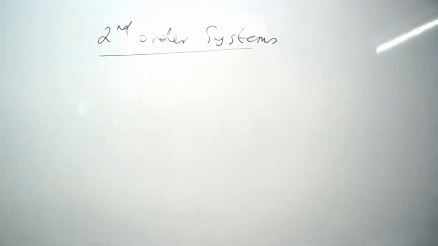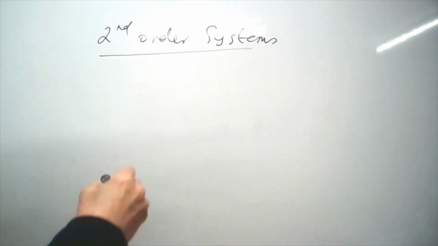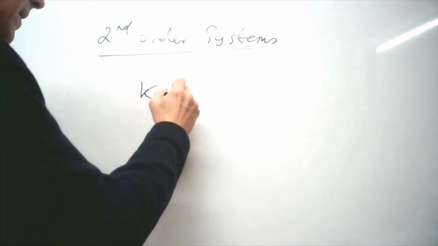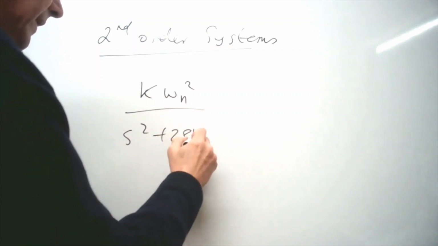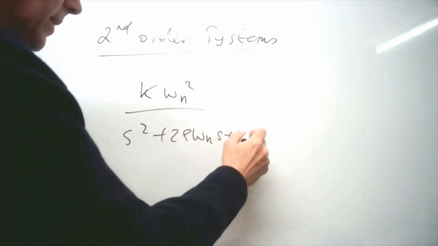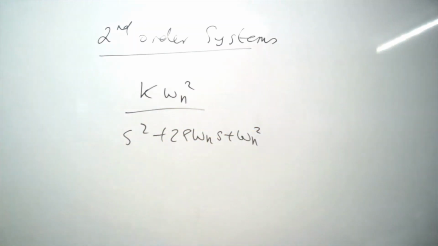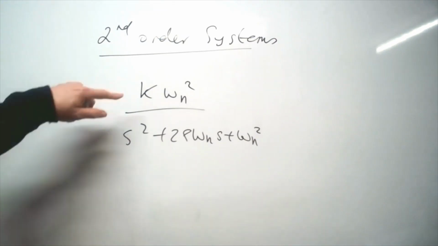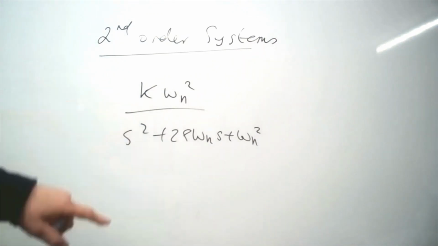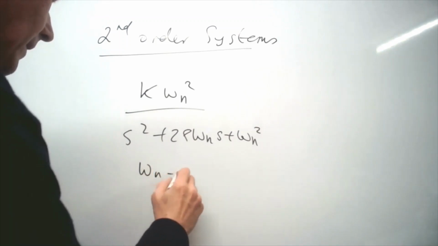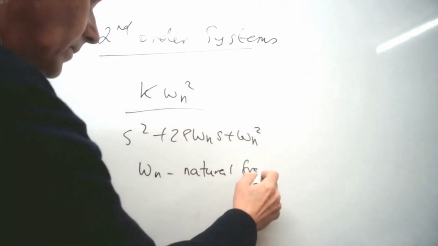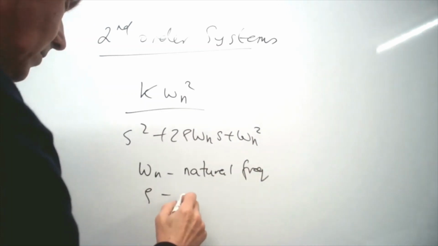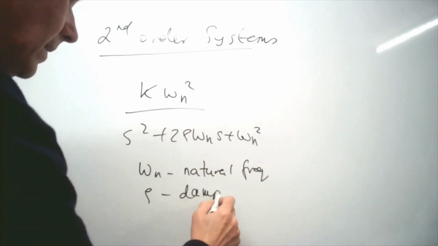So second order systems, there's a special format to second order systems, and that's K omega n squared over s squared plus 2 zeta omega n s plus omega n squared. This is our format now for a second order system, and K again is the steady state gain, but this time omega n is called the natural frequency, and zeta is called the damping ratio.